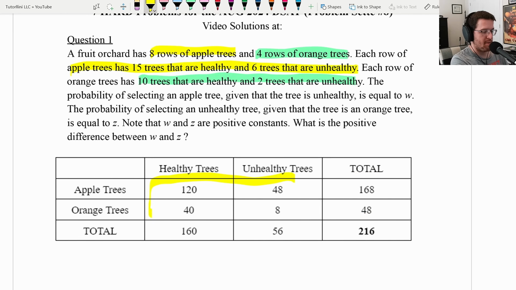You can also just add up the body of the table. So you could do 120 plus 48 plus 40 plus 8. Again, neither here nor there. Let's tackle actually answering the question now that we have the table.